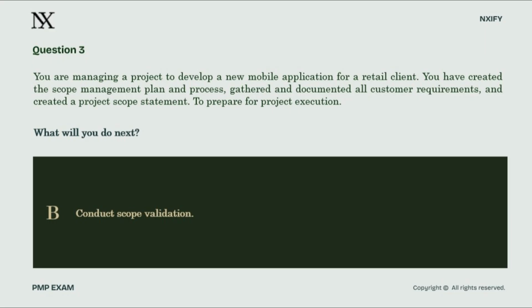Option B: conduct scope validation. This one requires you to know your process groups cold. Scope validation is a monitoring and controlling process. Visualize what it looks like. The project is winding down, a phase is completing, and the project sponsor or customer is sitting across the table, formally inspecting and accepting the finished deliverables. That's scope validation. It's a handshake at the finish line, not a planning activity at the starting blocks.